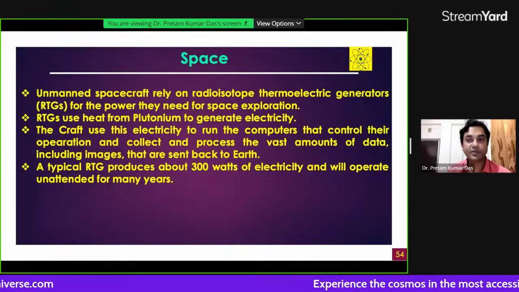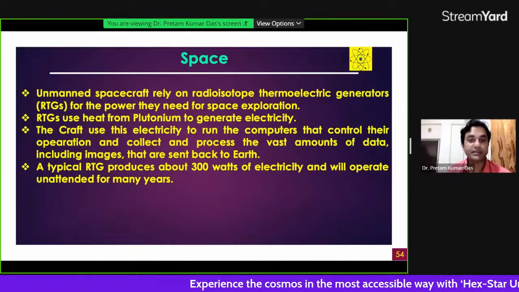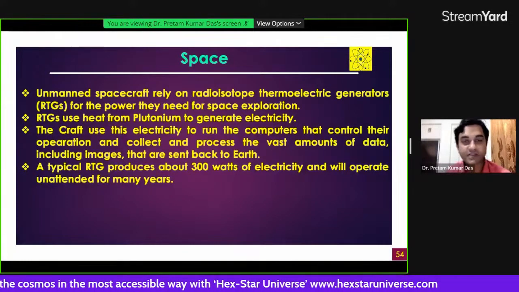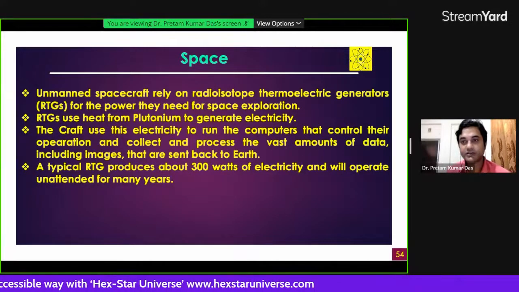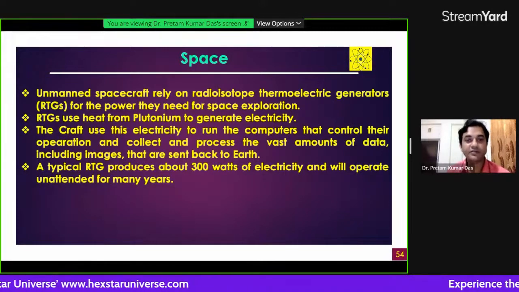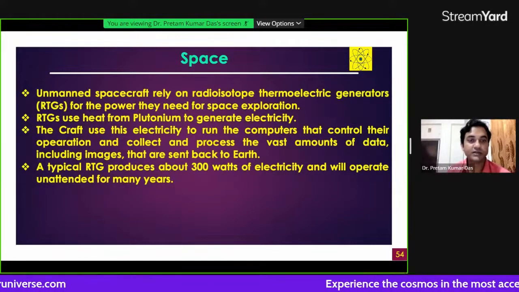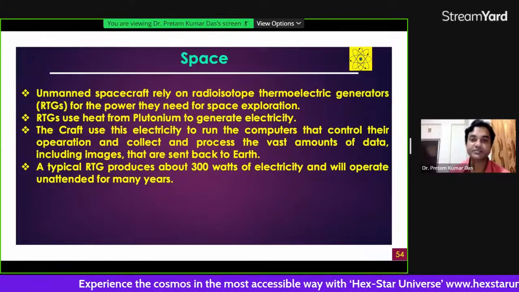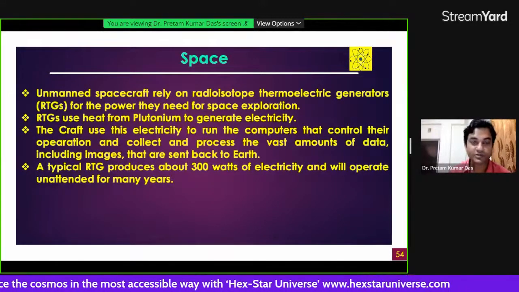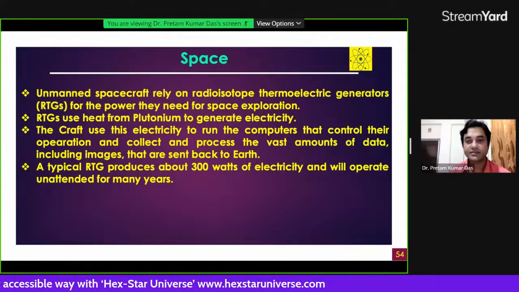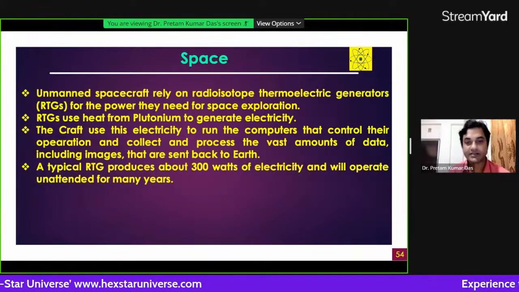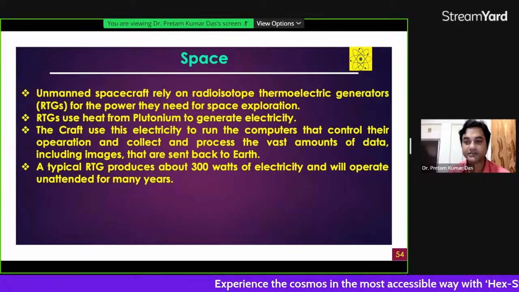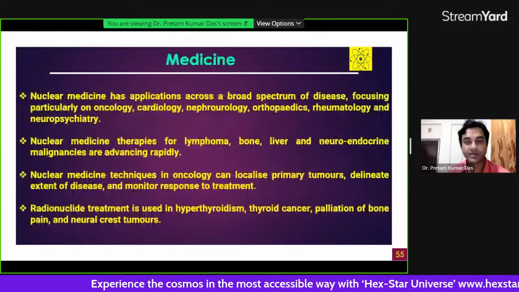Space: we can also apply nuclear radioisotopes in space. Unmanned spacecraft rely on radioisotope thermoelectric generators, RTGs, for the power they need for space exploration. RTGs use heat from plutonium to generate electricity. The craft use this electricity to run the computers that control their operation and collect and process the vast amount of data, including images that are sent back to Earth. A typical RTG produces about 30 watts of electricity and will operate unattended for many years.